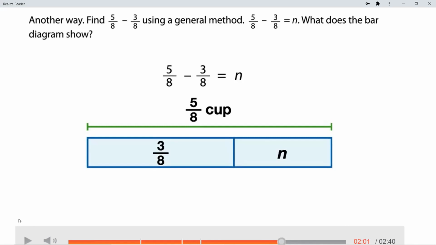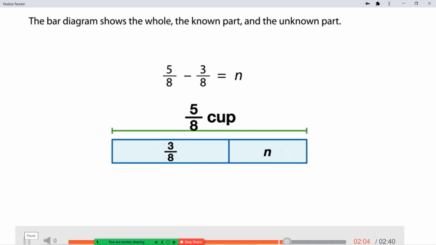So you can show your subtraction of fractions in a couple of different ways. You can use the number line where you start with 5/8 and you jump back 3/8 to see how many are left over. You can decompose 5/8 into 3/8 plus something else. You have a lot of different strategies that you can work with here, but make sure you're familiar with how to use a number line, how to use a fraction strip, and how to use a bar diagram, because these are strategies that are going to make it a lot easier for you to see and visualize your problem while you're trying to solve. The bar diagram shows the whole, the known part, and the unknown part.